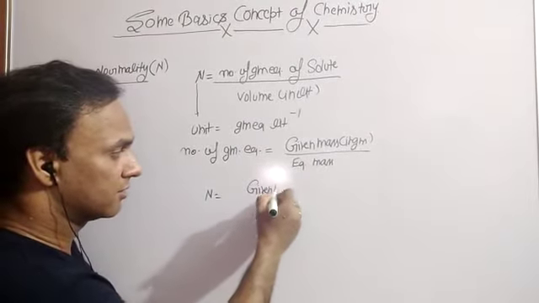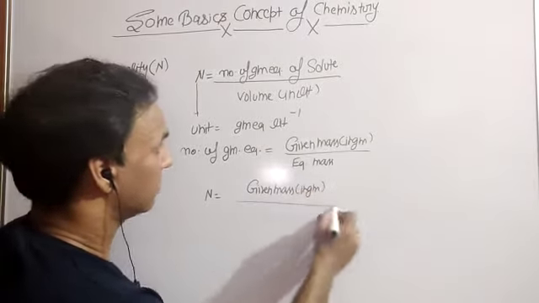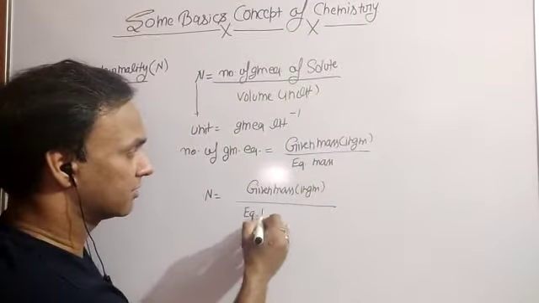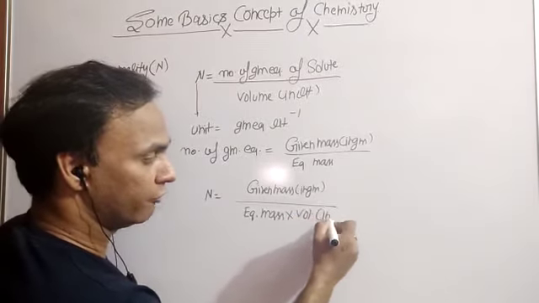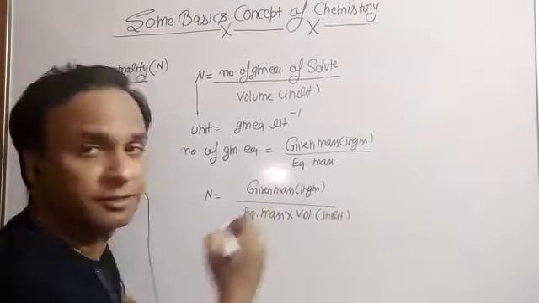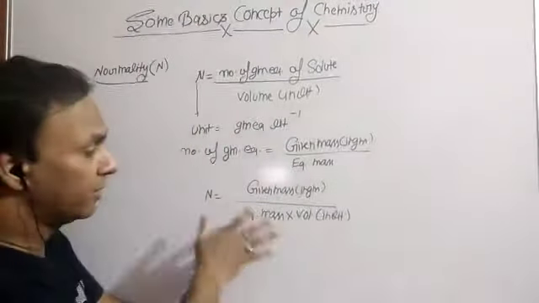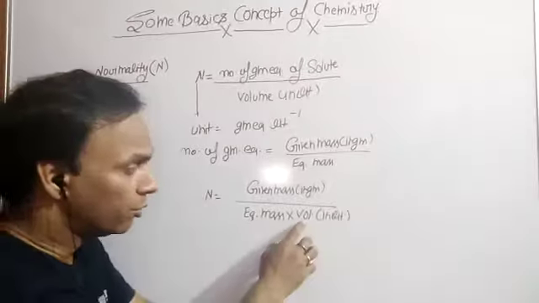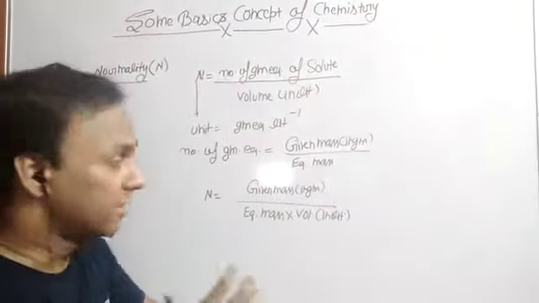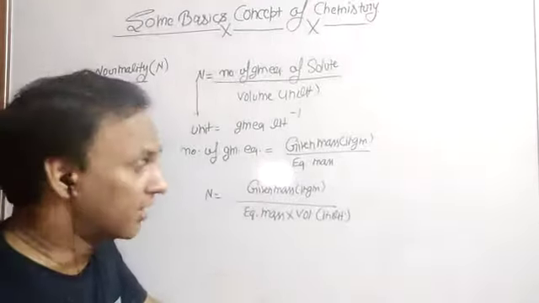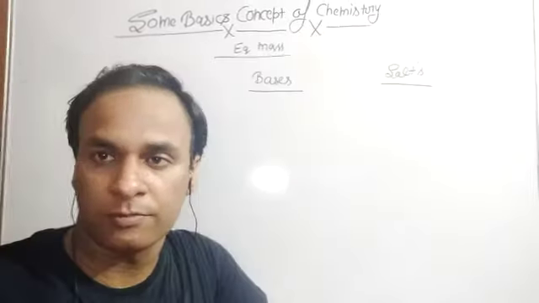When we put this value in the formula, we get the formula of normality: normality is given mass in gram upon equivalent mass into volume expressed in liters. In the same way as molarity, normality also depends on temperature due to volume terms. Whenever a volume term is present in any expression, that expression always depends on temperature.